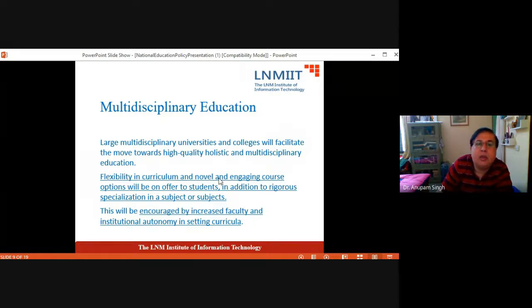So flexibility in curriculum and novel and engaging course options will be on offer to students, in addition to rigorous specialization in a subject or subjects. And this will be encouraged by increased faculty and institutional autonomy in setting curricula. So in a certain sense, let me paraphrase it, ideally regulatory authorities should be playing a smaller role now. Whether the regulatory authorities see it that way or not is not clear, but this is the implication, which is in a certain sense necessary, because you will need to tweak things at the local level and not necessarily always at the global level. And that's why this is necessary. But it's also a challenge to implement it across the nation. So another point for discussion for later, but let's keep moving.